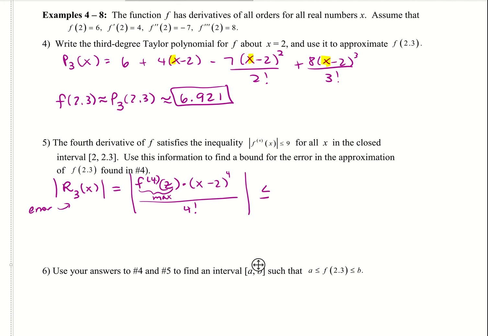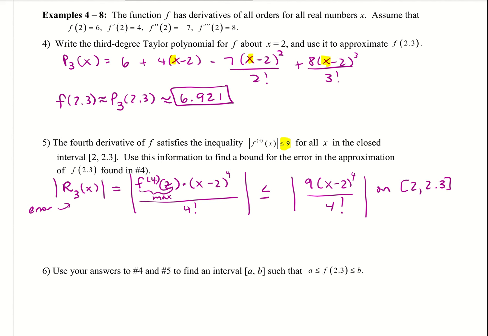Well, what was the maximum? I'll do an absolute value here still. What was the maximum that the fourth derivative could be? They said the fourth derivative would have to be less than or equal to 9. So the most it could be is 9. And then times (x minus 2) to the fourth power over 4 factorial. And this would be on my interval from 2 to 2.3. So this is going to be the bound of the error. All right, now I want the bound specifically at 2.3. So this is my formula for the bound.